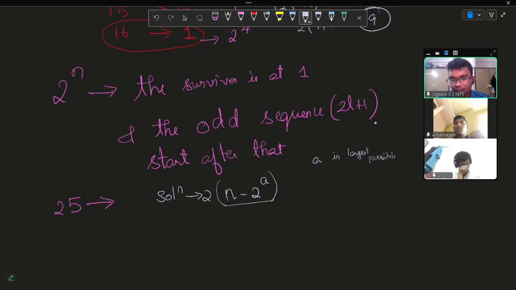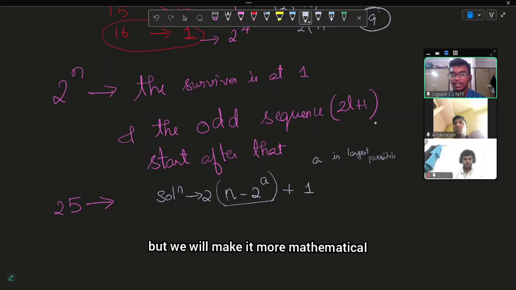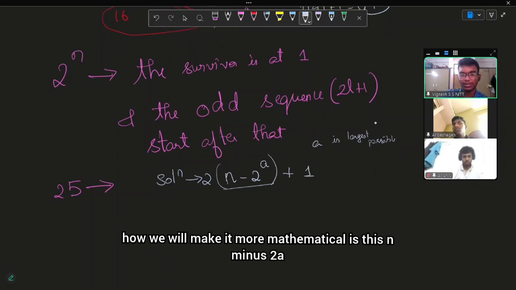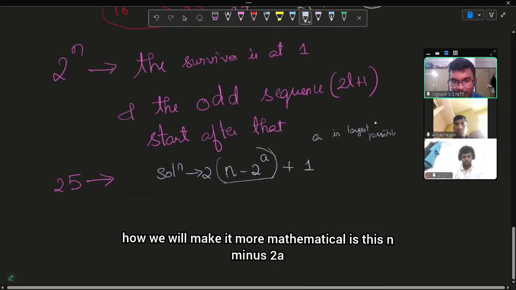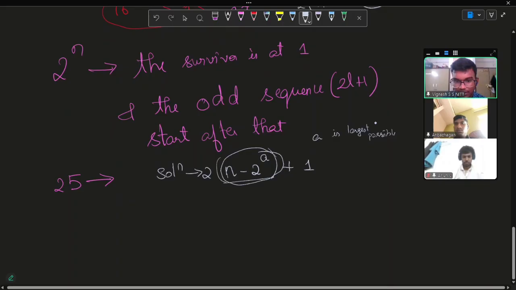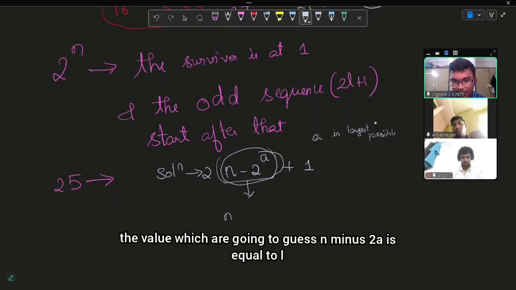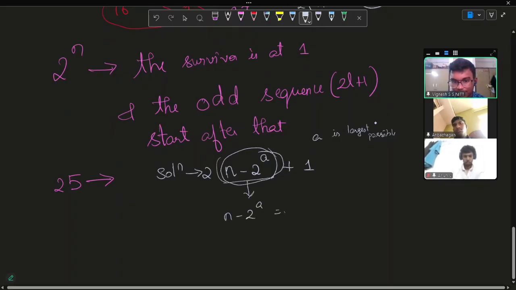This one is the l, some number, and that is plus 1. So if you put 25 minus 16 plus 1, this will satisfy. So this is a solution, but we will make it more mathematical. How we will make it more mathematical is, n minus 2^a, we will make it as a term. The value which we are going to get is n minus 2^a is equal to l. Okay, it is just a normal term.